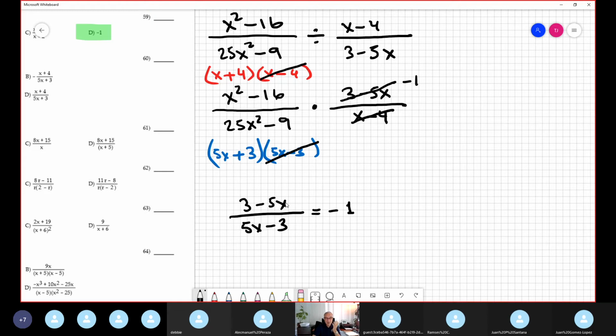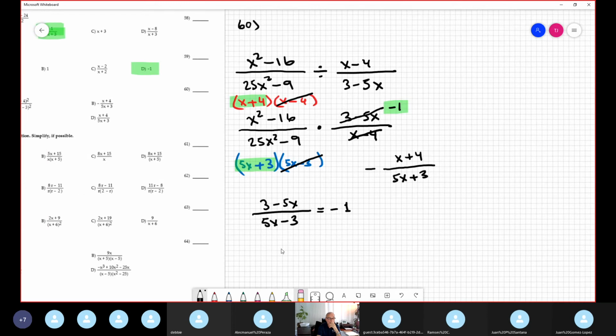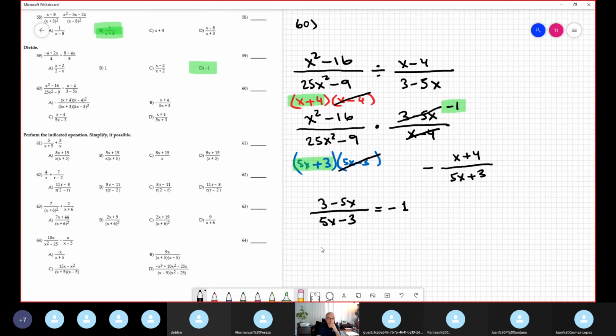Okay, so what is my final answer? What stays alive is x plus 4 over 5x plus 3, and don't forget to also copy negative 1. My recommendation is to copy it in the front, like a fraction: negative x plus 4 over 5x plus 3. Something like that. Let me check it. This is number 60.